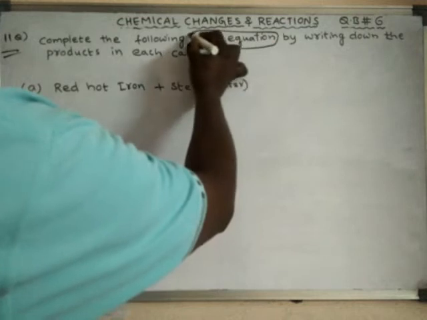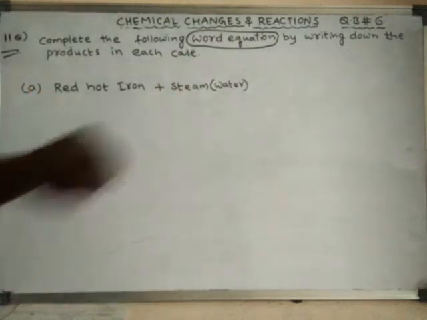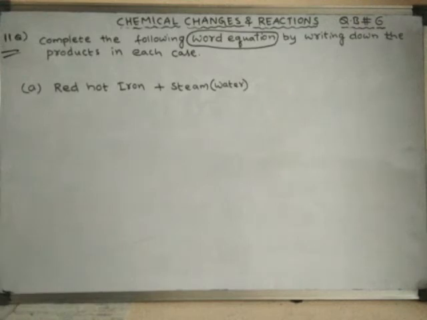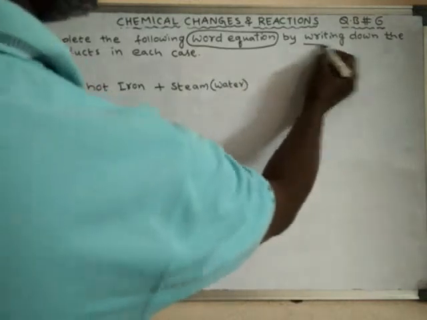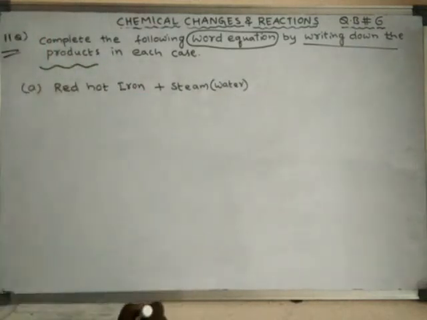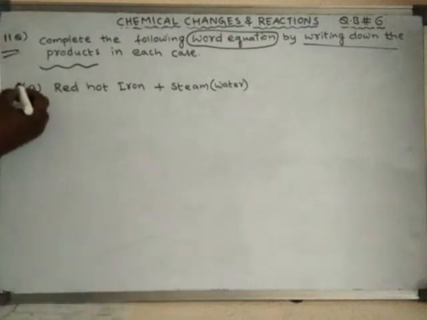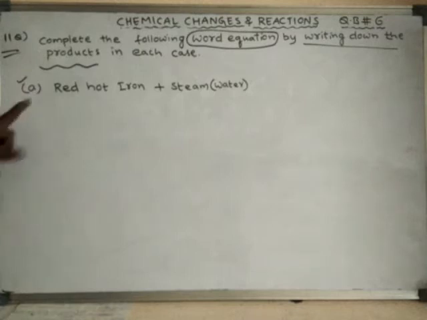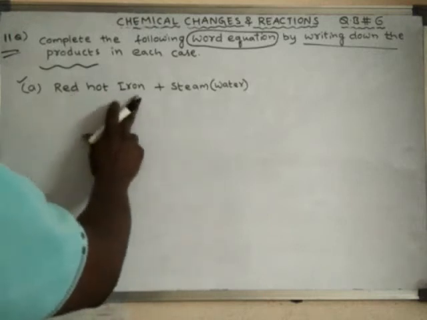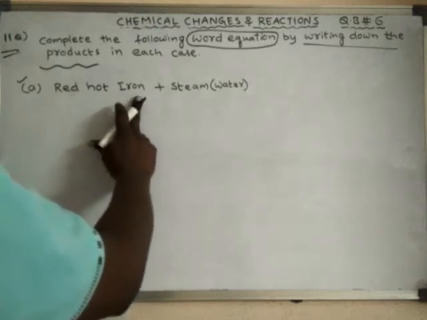A word equation is given, but only half of it is given. We have to complete that word equation by writing down the products, since the products are not given. So first, option A: red hot iron and steam.